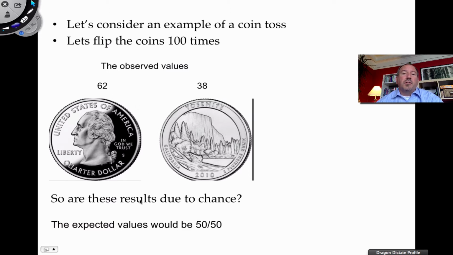And so the question that we have is, are the observed results due to chance, or is there something up with the coin? Are we not flipping it right, or is something wrong with the table, or is there an unevenness? Is there some other variable that needs to be considered? So is it due to chance? Are these results legitimate, 62 and 38?